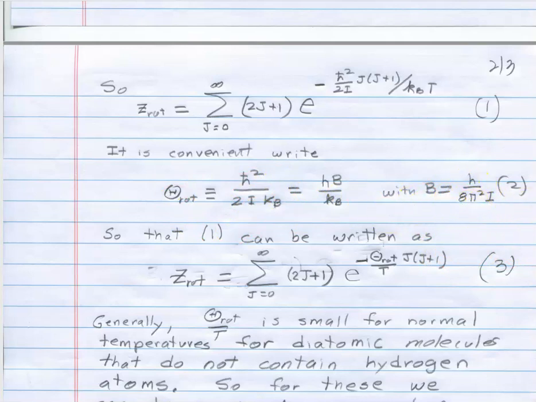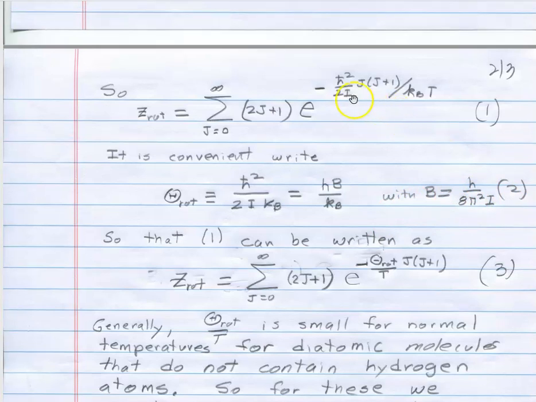So you have to be a little bit careful. Some books will use a slightly different terminology for b. They won't have this factor of h in it. Okay? But then, to me, the units aren't quite as clear.